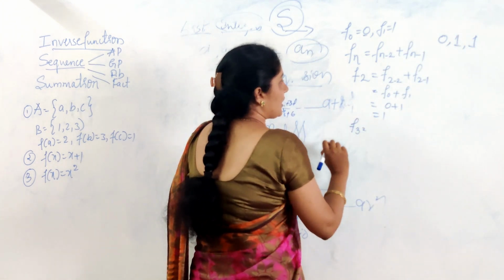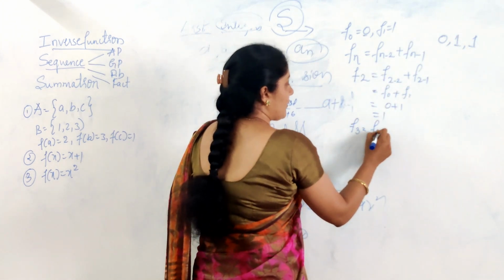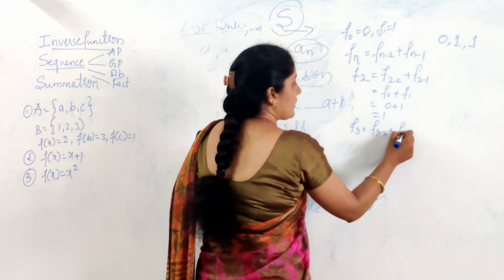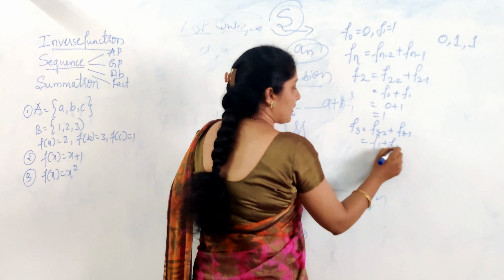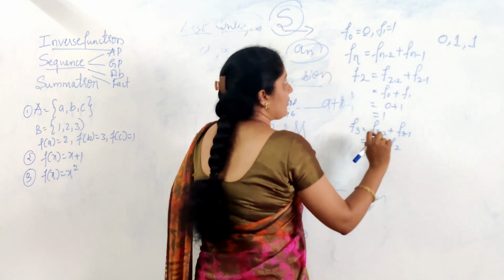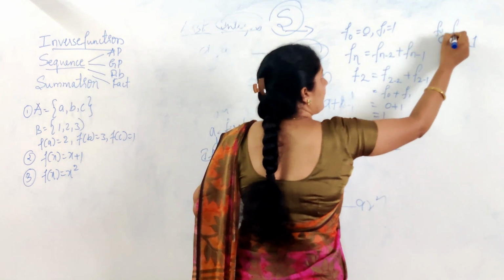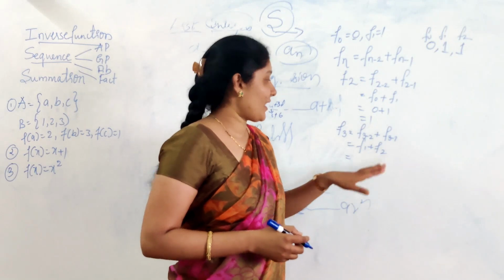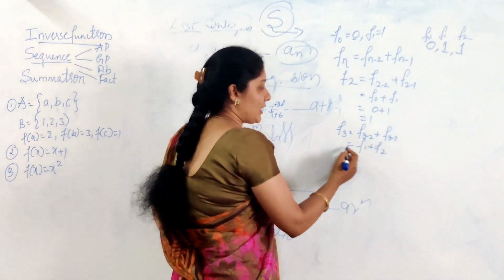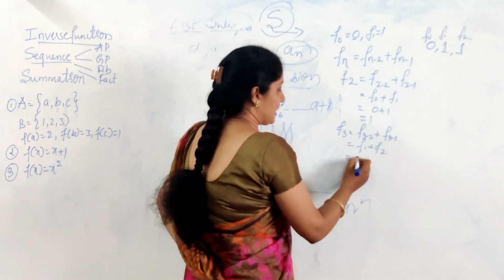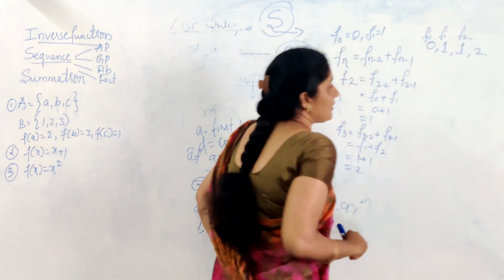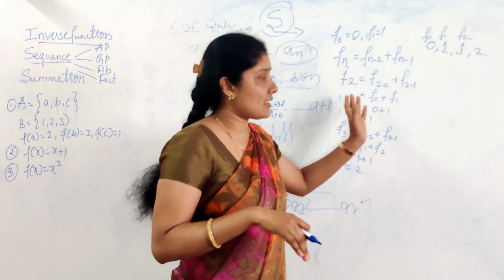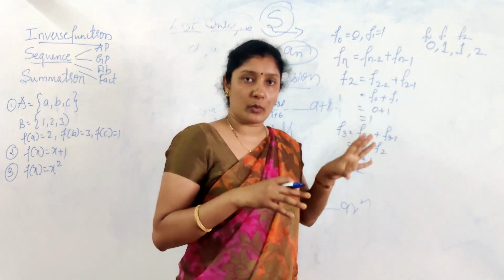Similarly, F3 means F3 minus 2 plus F3 minus 1. F1 plus F2. So, what is F1 here? F0, F1. So, F3 is nothing but F1 plus F2. That is 1 plus 1, that is 2. So, the next term of the sequence is 2. This is how it continues, and this is nothing but a Fibonacci.